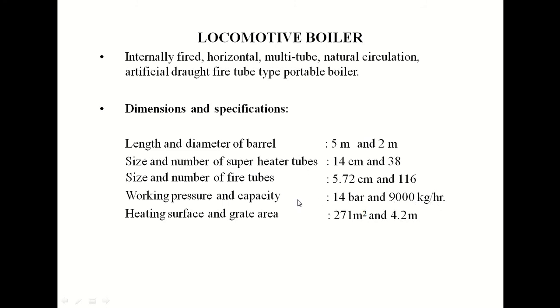If you see, this has a higher capacity of steam generation compared to the Lancashire boiler. This is due to the large surface area available because of the number of fire tubes. Heating surface is 271 meter square, and the grate area is only 4.2 meter.